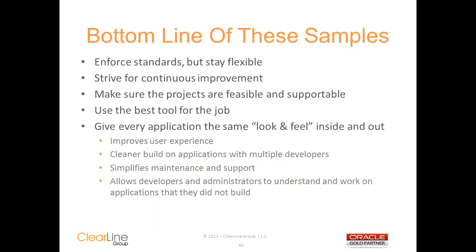All of these are samples of standards and processes from real Hyperion Centers of Excellence. I picked them to try and show a variety of different places where a COE may need to create and apply governance. I also hope that they illustrate some key takeaway points, like COEs need to enforce standards but maintain flexibility, and that they should always strive for continuous improvement. They also need to make sure that all of their projects are both feasible and supportable.